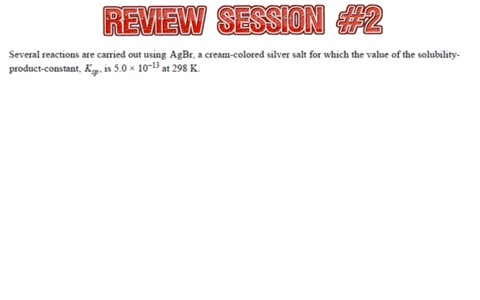First one, this one is from 2010. Several reactions are carried out using AgBr, a cream-colored silver salt, for which the value of the solubility product constant is 5.0 times 10 to the negative 13 at 298. So A. Write the expression for the solubility product constant, Ksp, of AgBr. I'm going to give you a chance to write that. What would that look like? They don't give you a formula or anything else. And if you don't know, after today hopefully that will be a little more cemented. We've done a couple of Ksp's lately, so not far away.